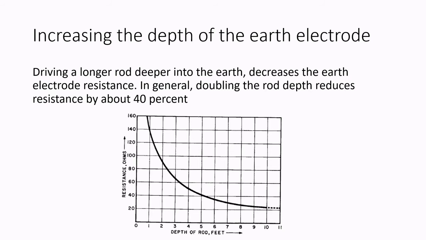In here we are going to see how increasing depth of earth electrode can give us better results on earth resistance. If you see the curve, you can see the reduced resistance with the increasing depth. In general, if you double the earth electrode depth, you will get 40% reduction in the resistance.